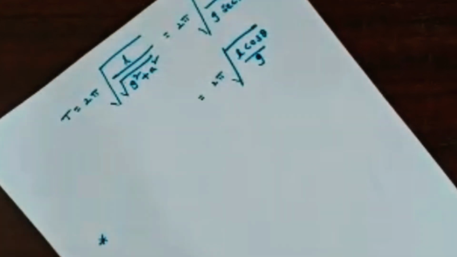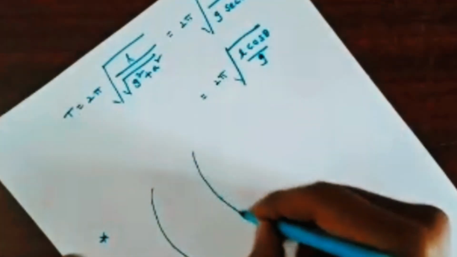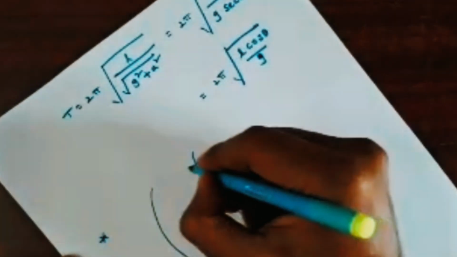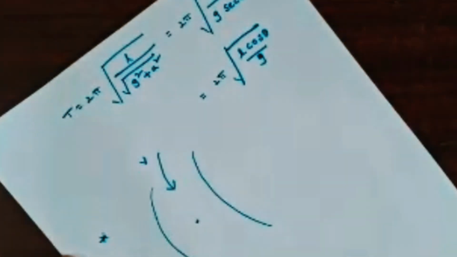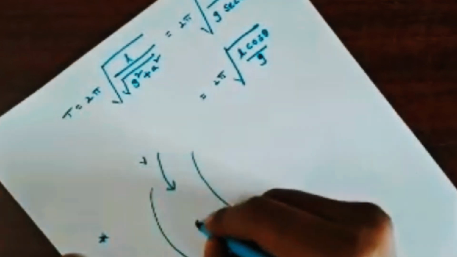Another application. In this case, the vehicle is the car, and now the car is moving in a curved path with a constant speed v. In that case, how do we consider the time period of the pendulum? This is a curved path, the car is moving with constant speed v, and the radius of that curved path is r.